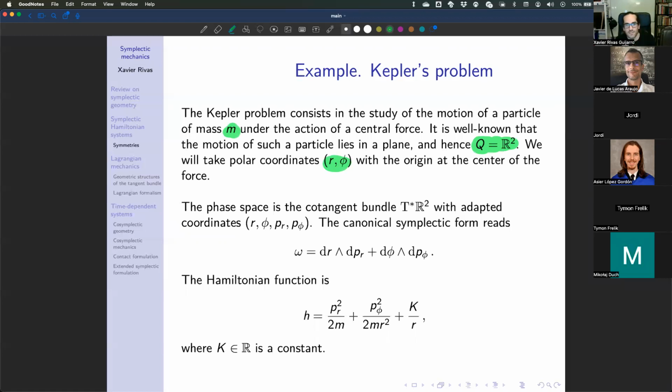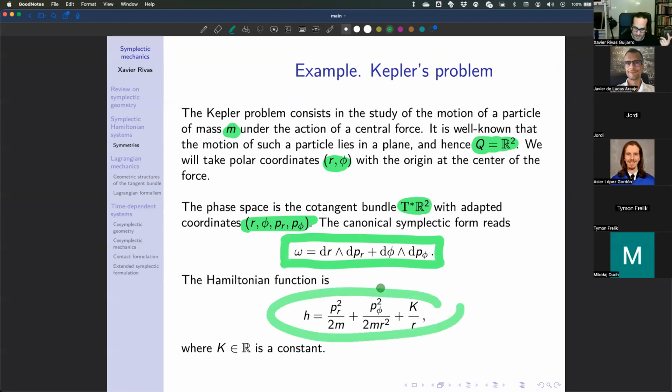Okay, so we will consider this case. If not, you can always change the coordinates so you can achieve this. Then what's the phase space? The phase space is this cotangent bundle. We will take these coordinates in the cotangent bundle: the radial coordinate, the angular coordinate, and the two momenta. The symplectic form, of course, is this one. This is canonical. And the Hamiltonian function that we have to consider is this Hamiltonian here.